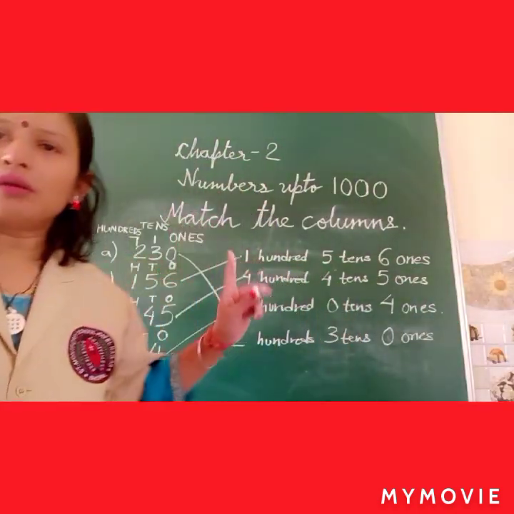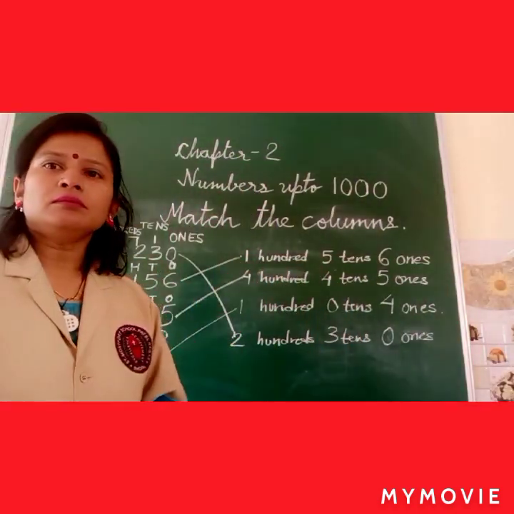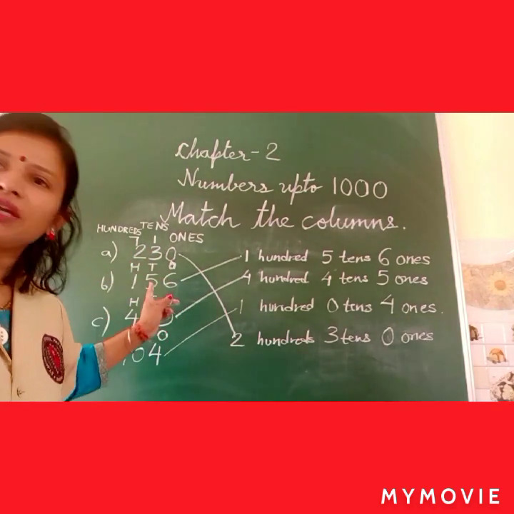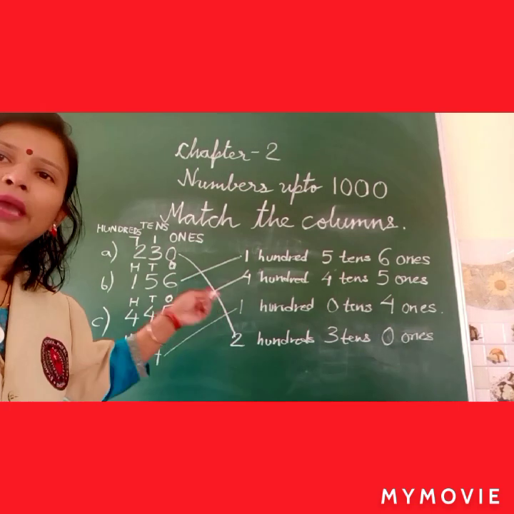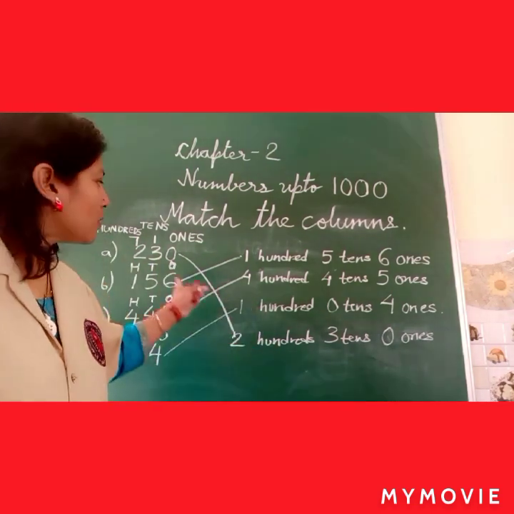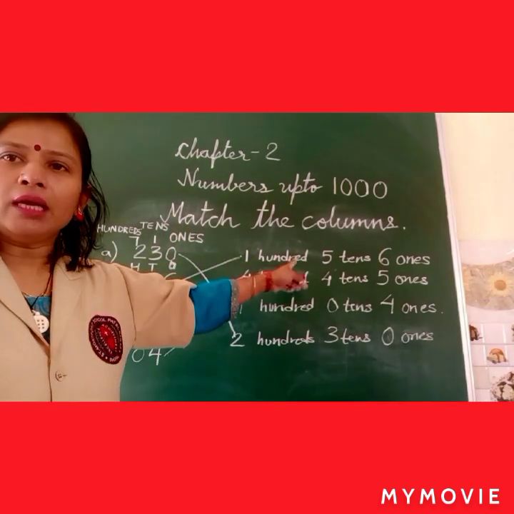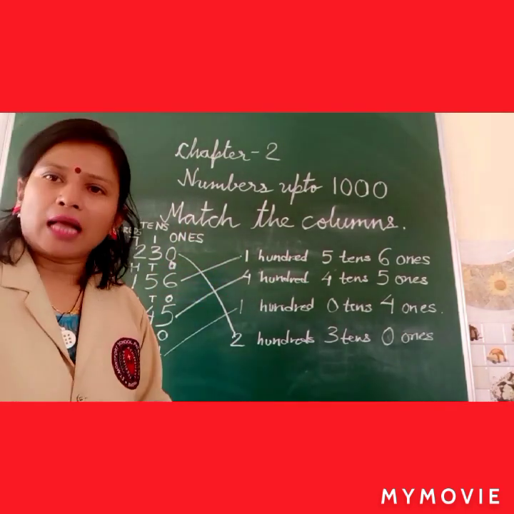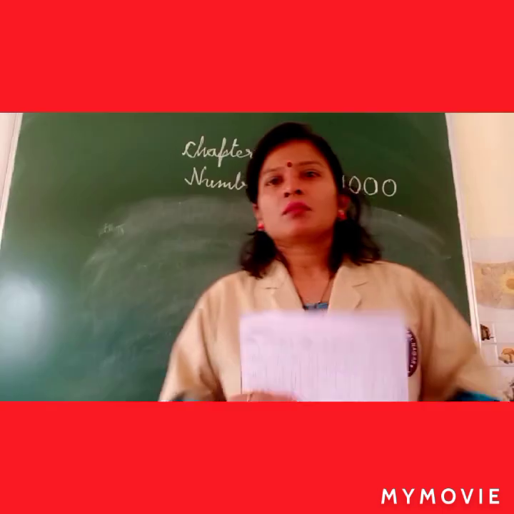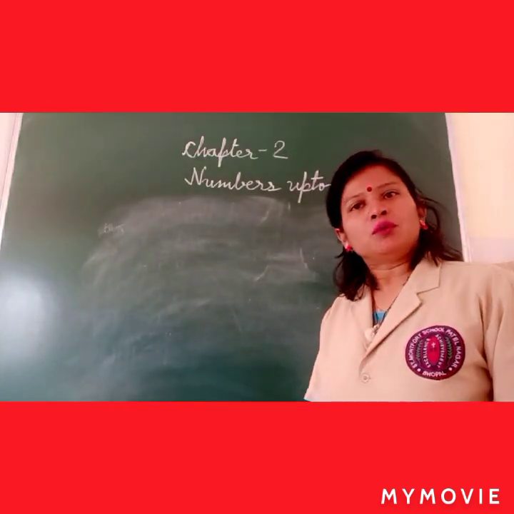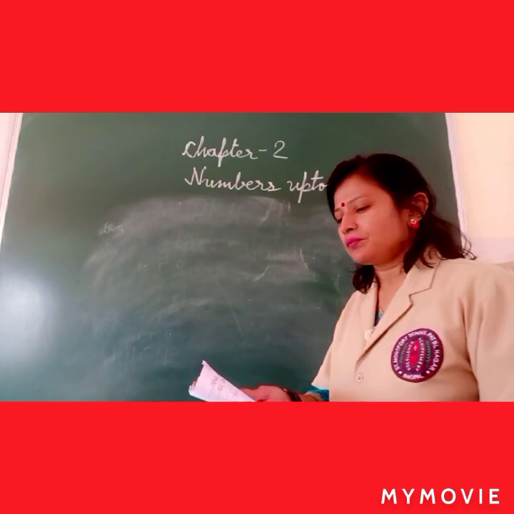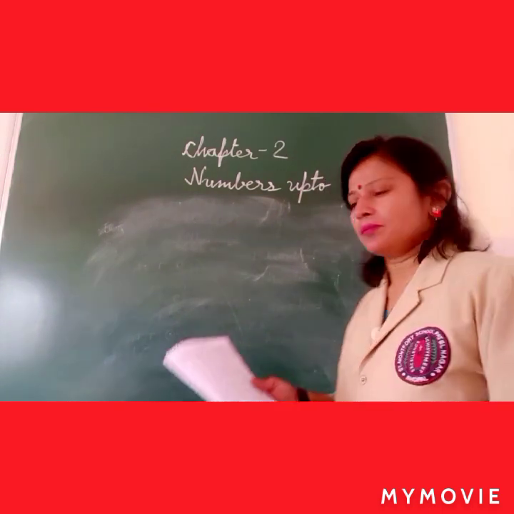First you have to recognize the number. Then you have to write the place value of each number, and then you can join the given column A and column B with the correct answers. It is very easy. Do it by yourself. Okay. Copy work of today's class is write number name of the given numbers.